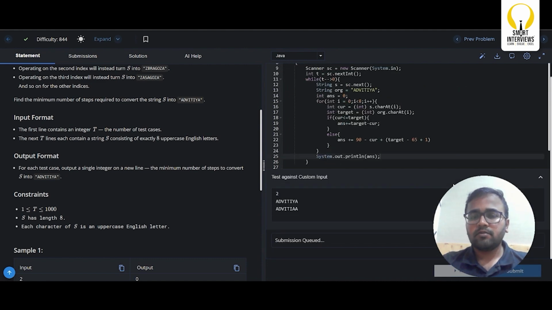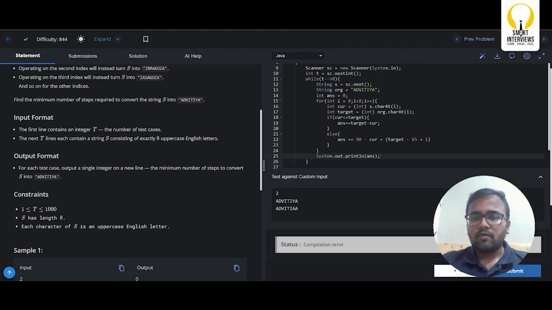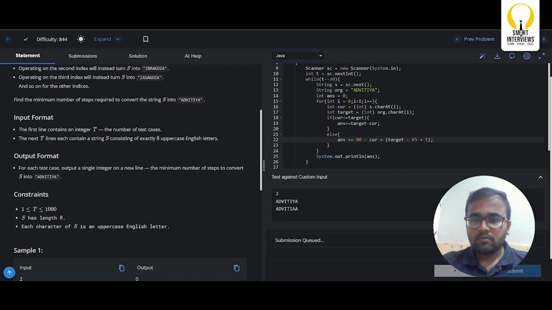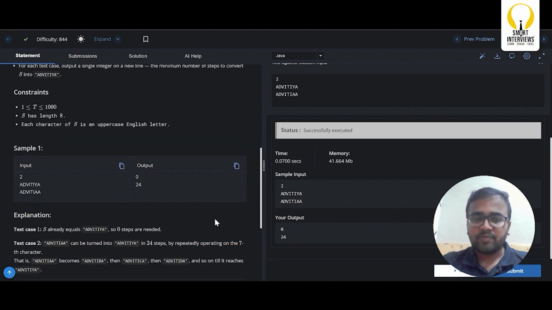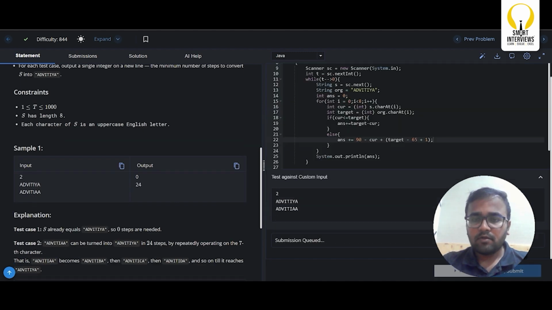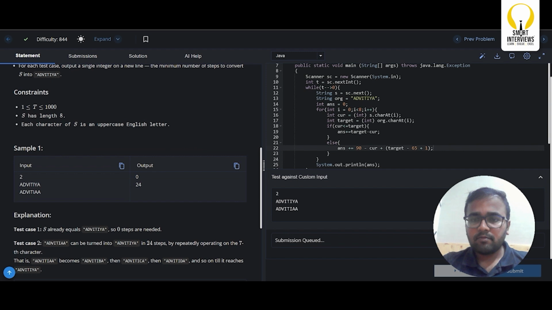Let us run it. Okay, we just missed a semicolon. So we got the expected output. Then we will submit it.